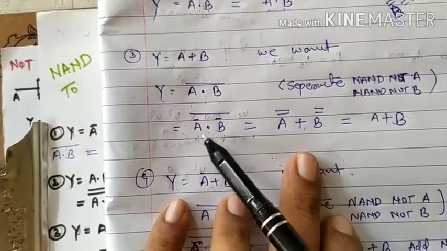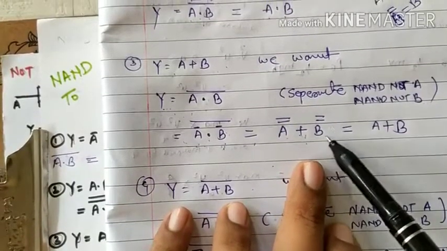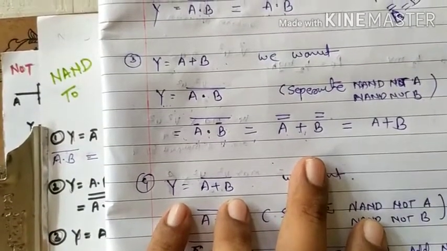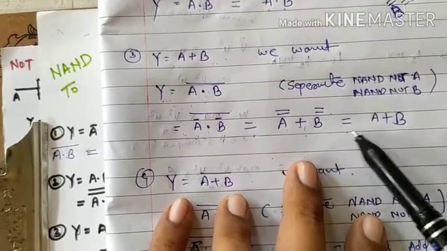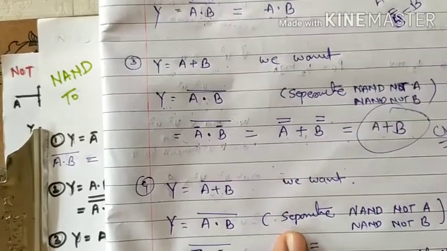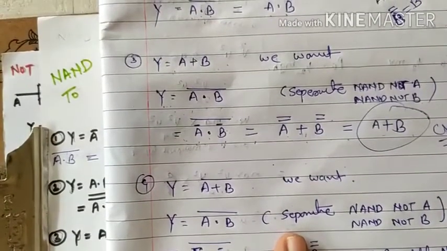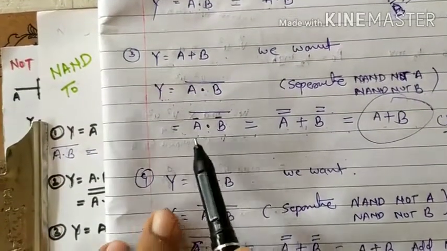So see here, we cut this bar, so this bar will be A double bar plus B double bar. So we know that we write this A double bar plus B double bar is equal to A plus B, and we are getting our OR gate. Try to understand. It is a very basic concept. You just focus on this equation.